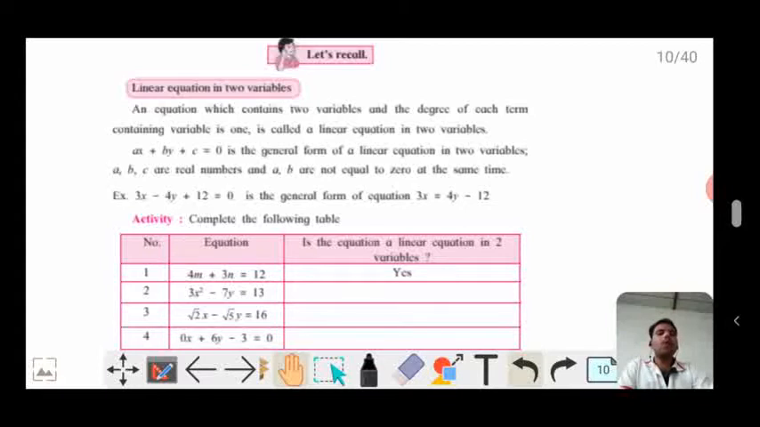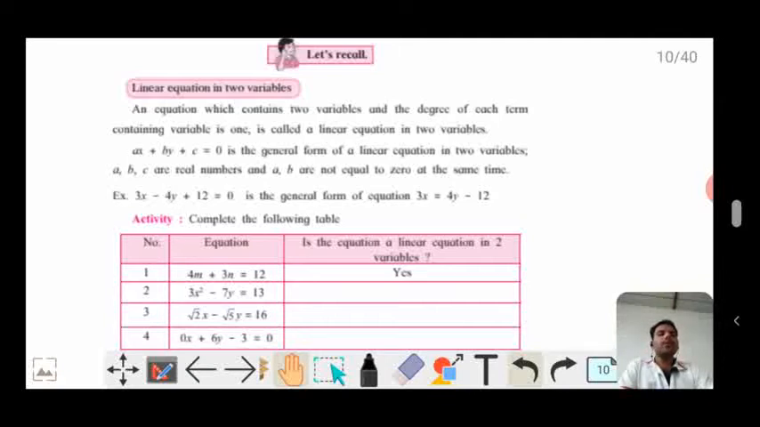So how do we reduce this? We shift 4y and 12 to the left side of the equal sign, that is the equation becomes 3x minus 4y plus 12 is equal to, and we write 0 at the right hand side of the equal sign. So next is to complete the following tables. As we discussed earlier, how do we identify any equation as a linear equation in two variables?